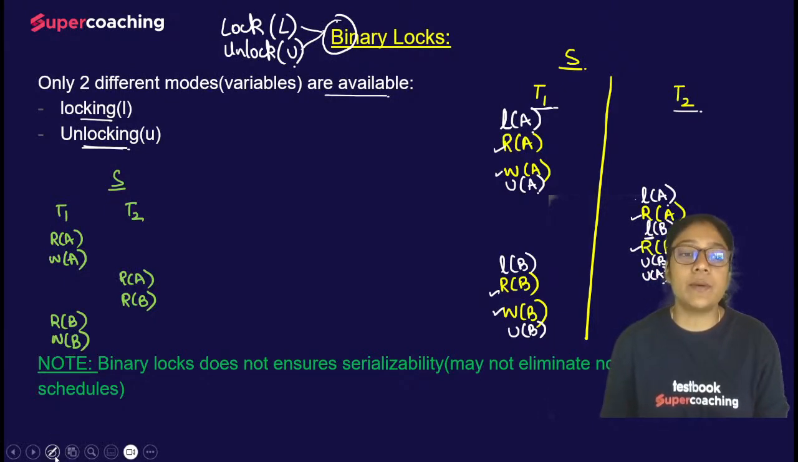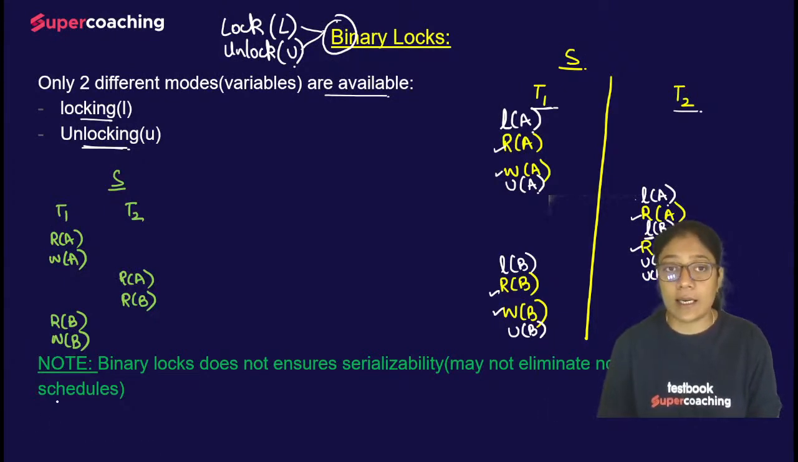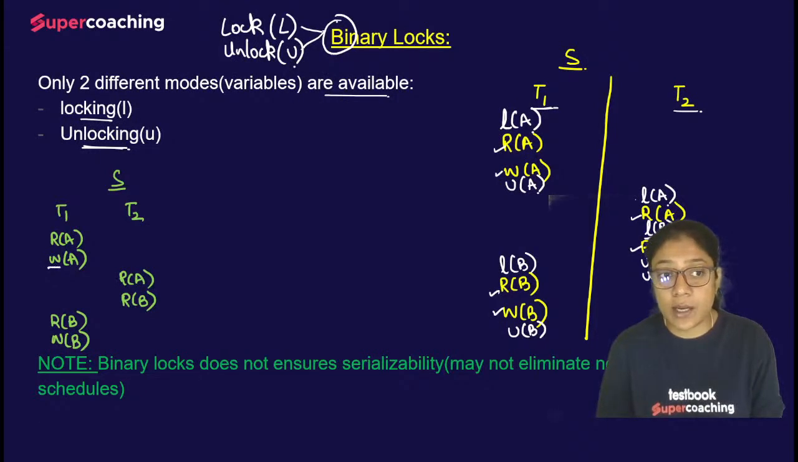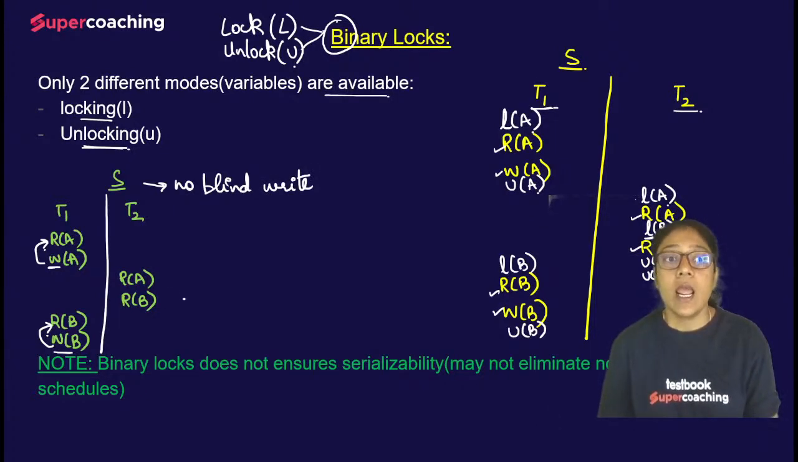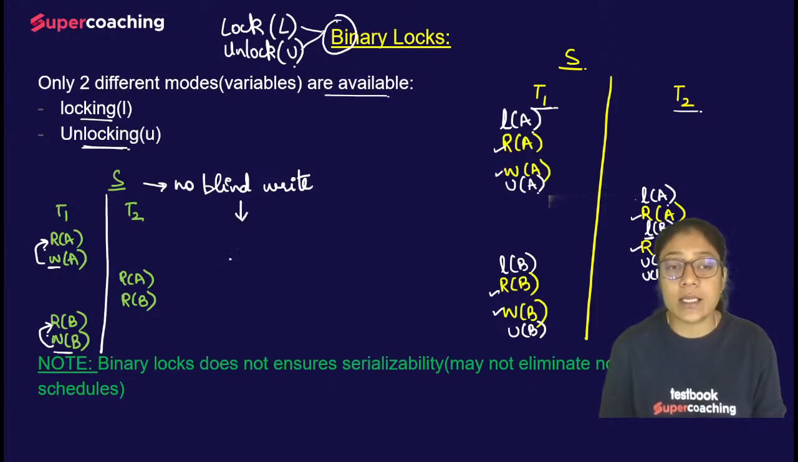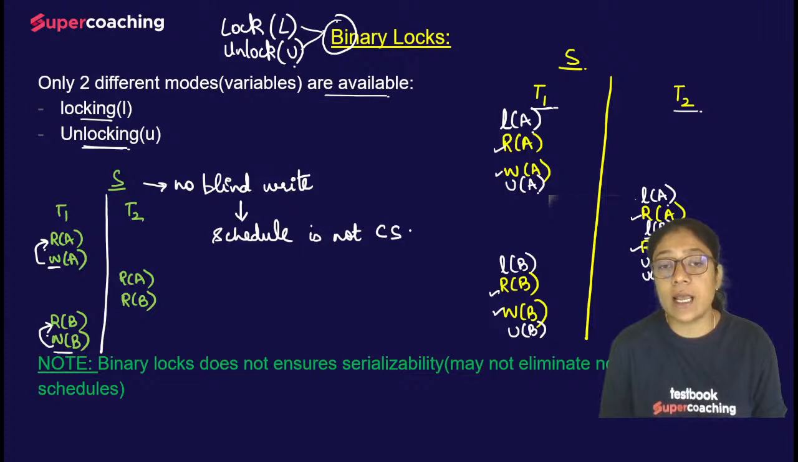ब्लाइंड राइट होता है जब आप किसी भी वैल्यू को बिना रीड किए डायरेक्टली राइटिंग इट, that is blind write. In this case this is writing the value but before that it is reading the value, so this is not blind write. Transaction T1 is writing the data item B but before that it is performing the read operation, so this is not blind write. In this schedule there is no blind write. इस केस में आपके पास कोई ब्लाइंड राइट ऑपरेशन नहीं है. Only two write operations were there and both are reading the value first. So we can say that the schedule is not conflict serializable.